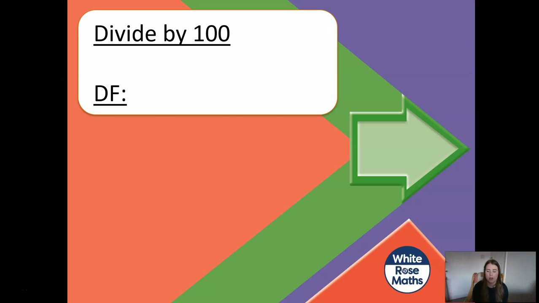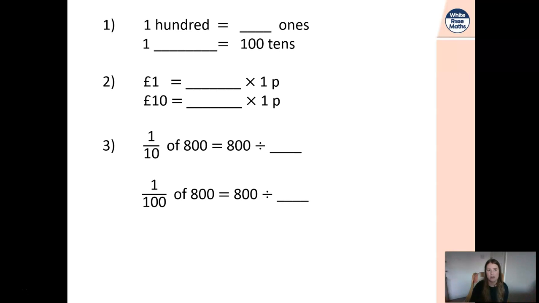Today we're going to have a look at applying our knowledge from the last few maths lessons to see if we can look at how to divide by 100. So to start you off, let's pause the video and have a go at these questions. We'll give you a clue. They're very similar to the questions we did yesterday, so see if you can apply the same skills and knowledge from yesterday to be able to answer these questions.